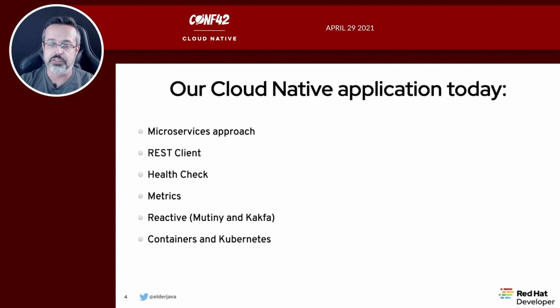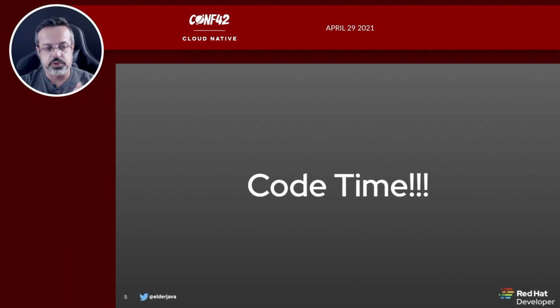I will use health checks because your application will run on some orchestrated environment, and by that it should have some health check possibilities for your orchestration to be able to manage your application. Also, we will work with metrics for observability. We will use reactive with both Mutiny and Kafka, and also we will deploy our application using containers and Kubernetes. Okay, and let's move to code time. Starting from now, we will not see any slides anymore. Just one last slide at the end of the session.